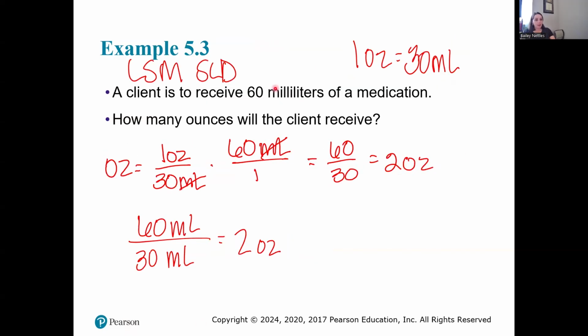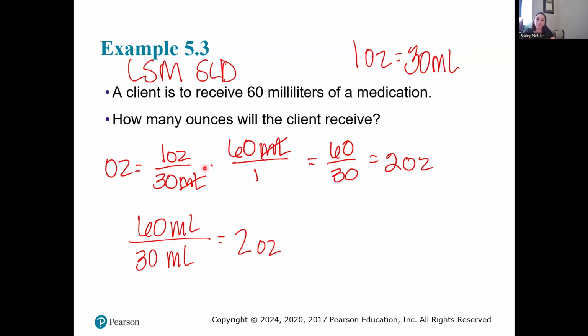All right, so now a patient needs 60 milliliters of medication. How many ounces is this? 1 ounce is 30 milliliters. If you can do this in your head, great. If you can do any of this in your head, that's wonderful. I'm so proud of you. Great. But someone can't, so we have to explain this, okay?